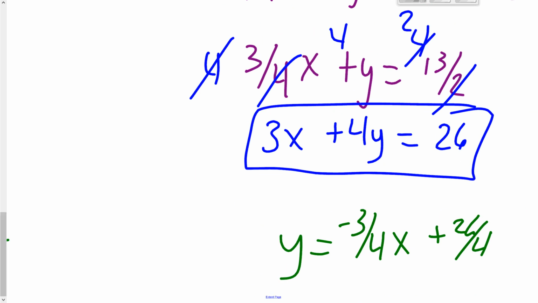Okay, but you can leave it in any of those 3 forms. It wouldn't matter. If it says to put it in one form, then you need to put it in that form. But if it doesn't actually say which form to put it in, you can put it in any form.